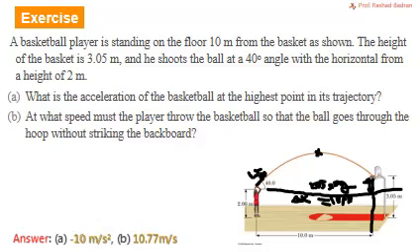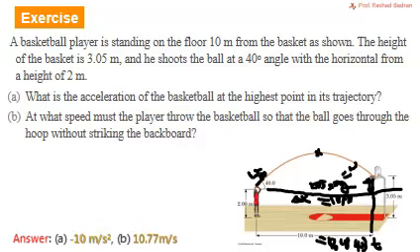For part B, to find the initial speed of the ball, you need to apply this equation: delta x equals v naught x, which is v naught cosine theta naught, with theta naught being 40 degrees, cosine 40, and this is multiplied by the time t. This is the first equation where we have two unknowns, v naught and t.